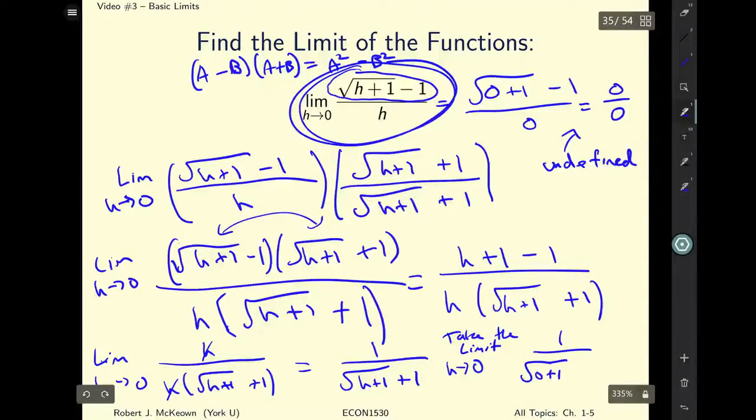So that's one way to solve, or I should say, to be able to take the limit when we have an expression that's undefined at the limit. And we can see that as h gets very, very close to 0, this expression is going to be close to that value.